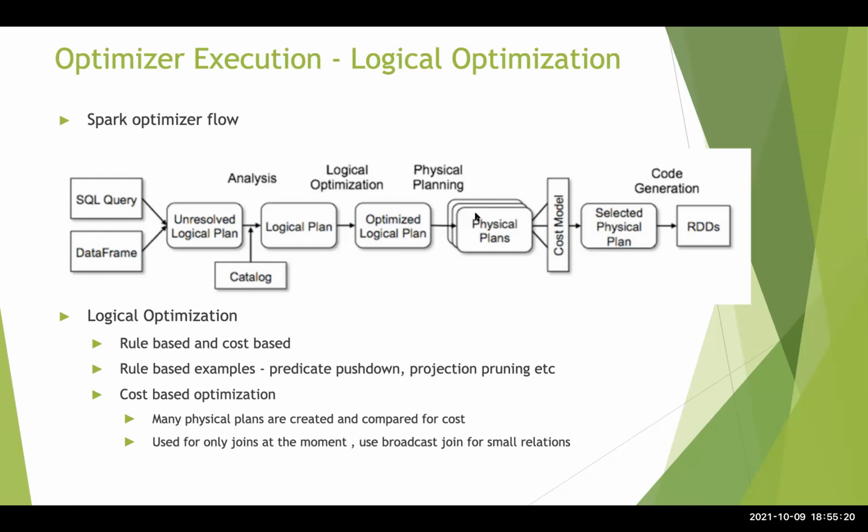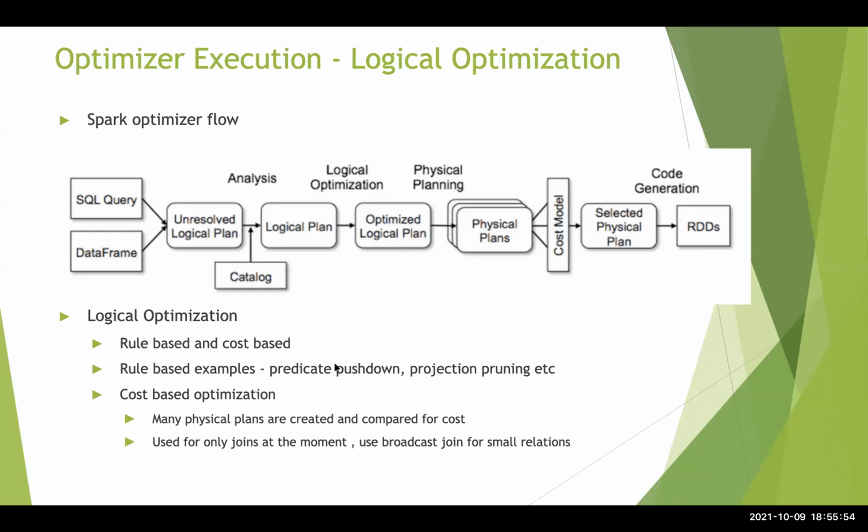Cost-based optimization, this is what it is, right? It creates many physical plans and compares them for the cost. At this moment, the cost is only the number of rows. And at this moment it is used only for joins. Say there are 2 tables you are joining in your data frame, for example. The data frame is the result of joining table 1 and table 2, or in your SQL query you are joining table 1 and table 2. So what it will try to do is optimize this.